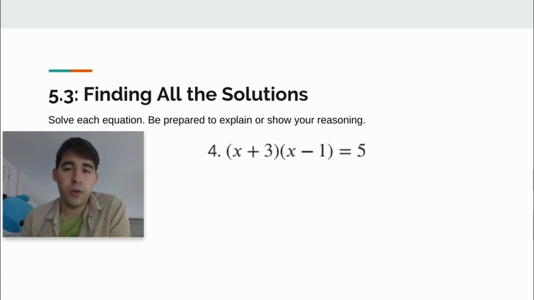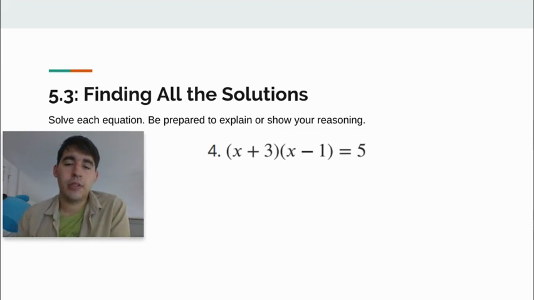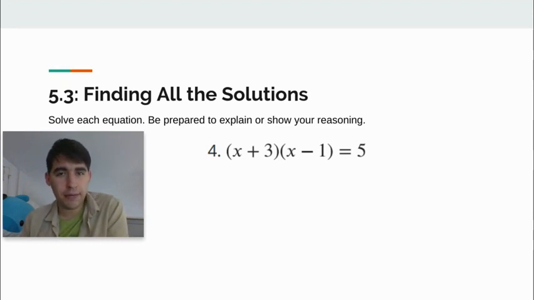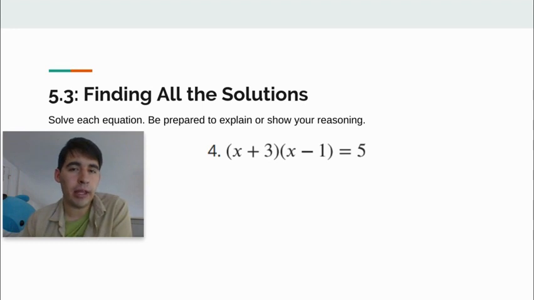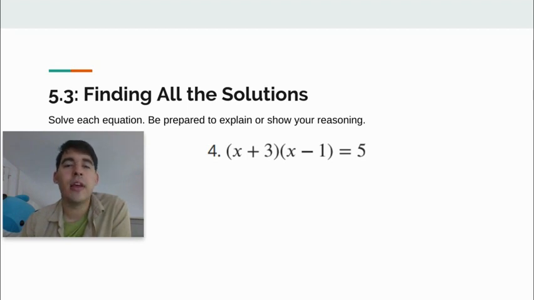For question number 4, we're given x plus 3 times x minus 1 equals 5. To solve this one, we have to figure out what two numbers multiplied together give us 5, and figure out what value of x is going to give us those two numbers. So that's the type of reasoning way, and we don't have a really good method for figuring that out. To answer this question, the best way to go forward is to solve by graphing for now. We'll learn other techniques throughout this unit as we move forward.